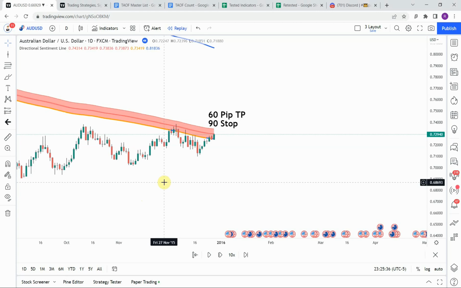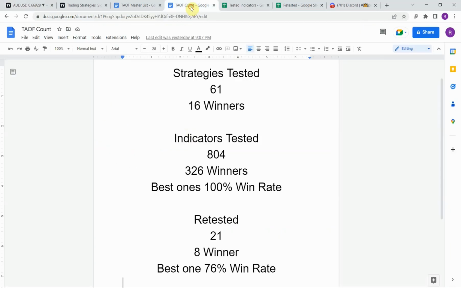Alright, as I said, today we will be testing the directional sentiment line indicator. Before we do though, I wanted to put the testing scoreboard up for everyone to see. So to date, we have tested a total of 61 different strategies, with 16 of them being profitable. We've also tested a total of 804 indicators, with 326 of them being winners. The best ones so far were able to achieve a 100% win rate.